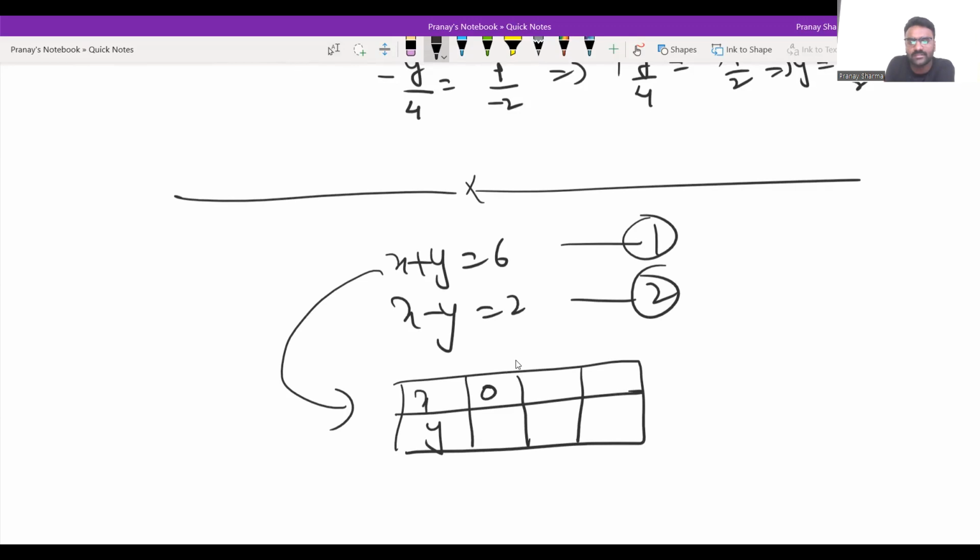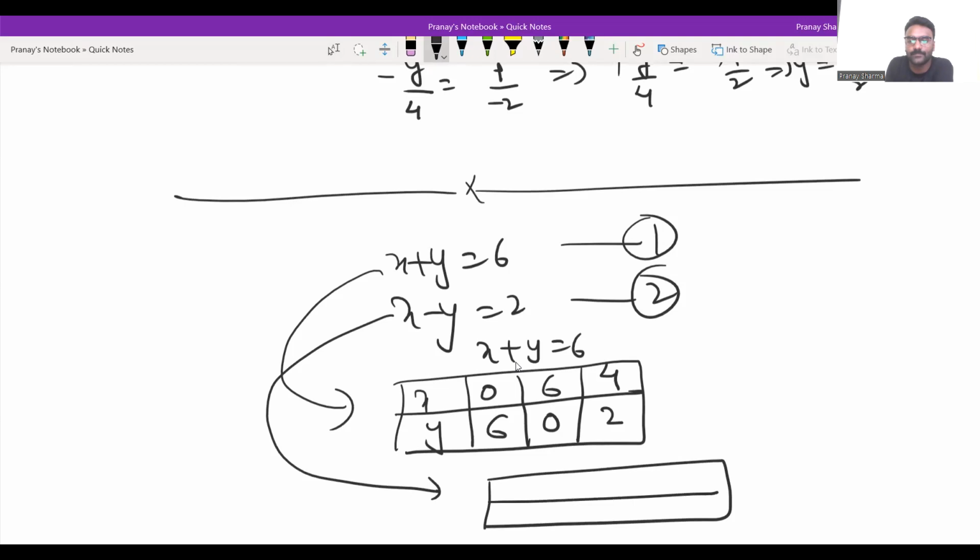If I substitute x as 0, all right, for this particular equation, what will be the value of y? 6. If I substitute y as 0, what will be the value of x? 6. All right. If I substitute y as, let us say, 2, okay, what will be the value of x? Then this will be 4. So the box is prepared for this. Now a box is to be prepared for the other one as well.